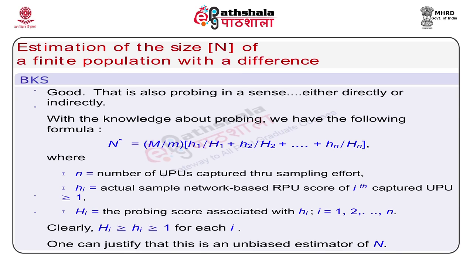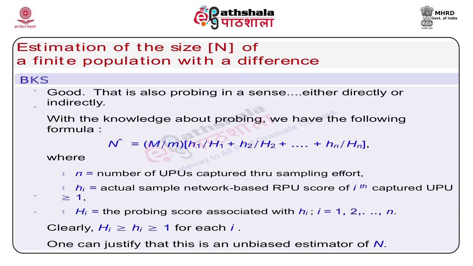If I call it a score, it is a score for the ith captured ultimate population unit in the sample network as well as in the entire population network through probing. So, my probing effort yields capital Hi, and my sampling effort yields small hi for every unit I who is captured in the sample. Is that clear? And small n is the number of units covered through my sampling effort. Clearly, capital Hi is at least as large as small hi, and small hi is at least 1, otherwise that person would not show up in my sample anyway.